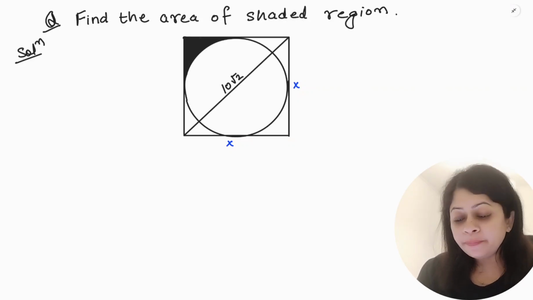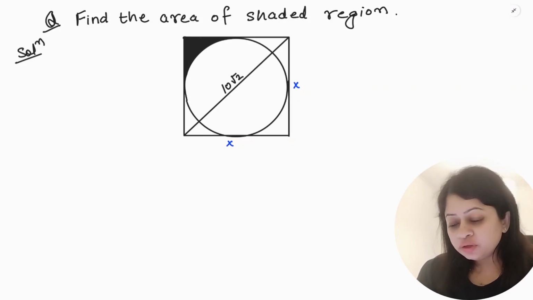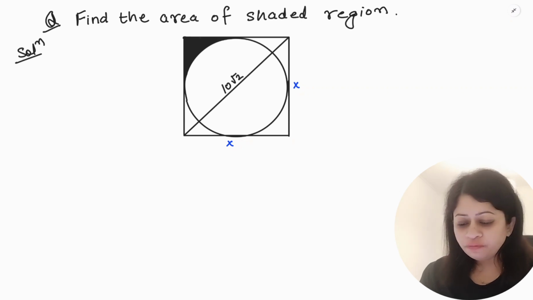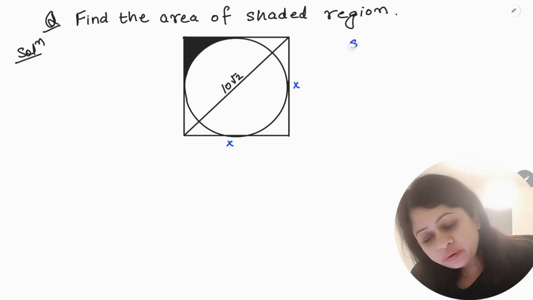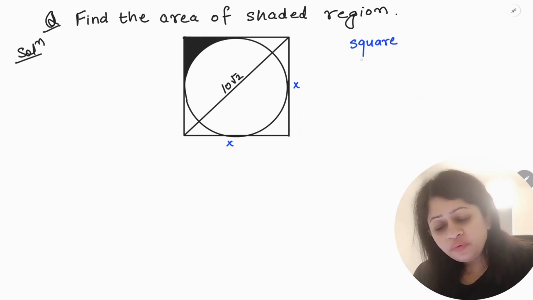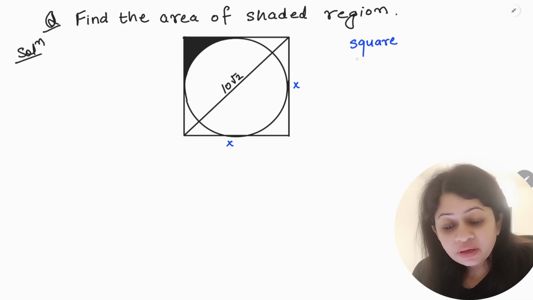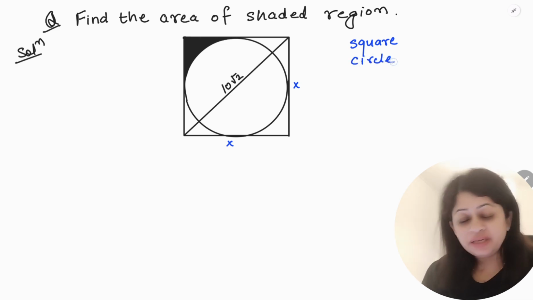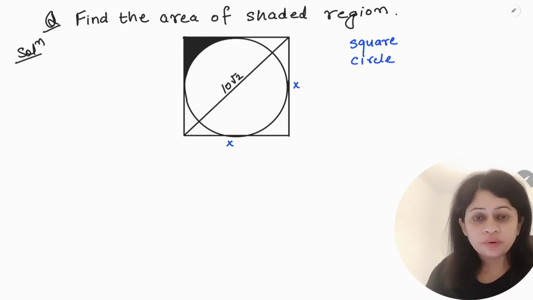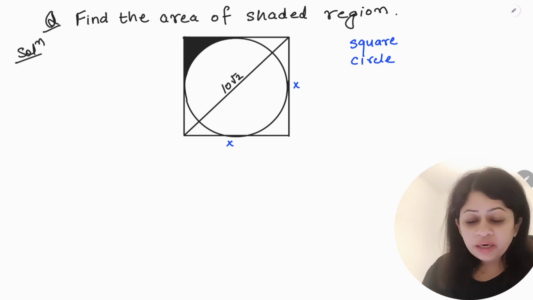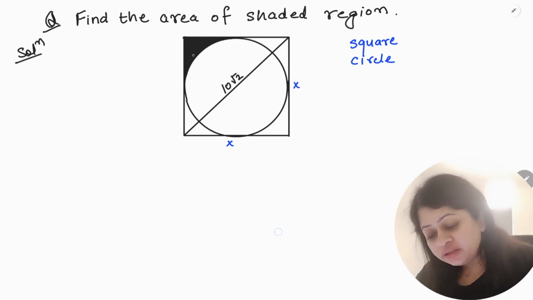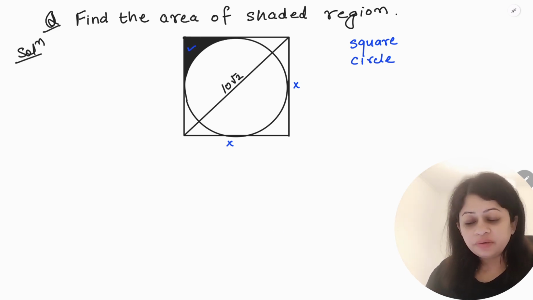I'm Upasana Taneja. So in this video, we have this question where we need to find the area of the shaded region, right? What are we given? We are given a square and a circle inscribed in the square. And they're telling us that this diagonal is 10 under root 2. We need to find the area of this shaded region, the black one.